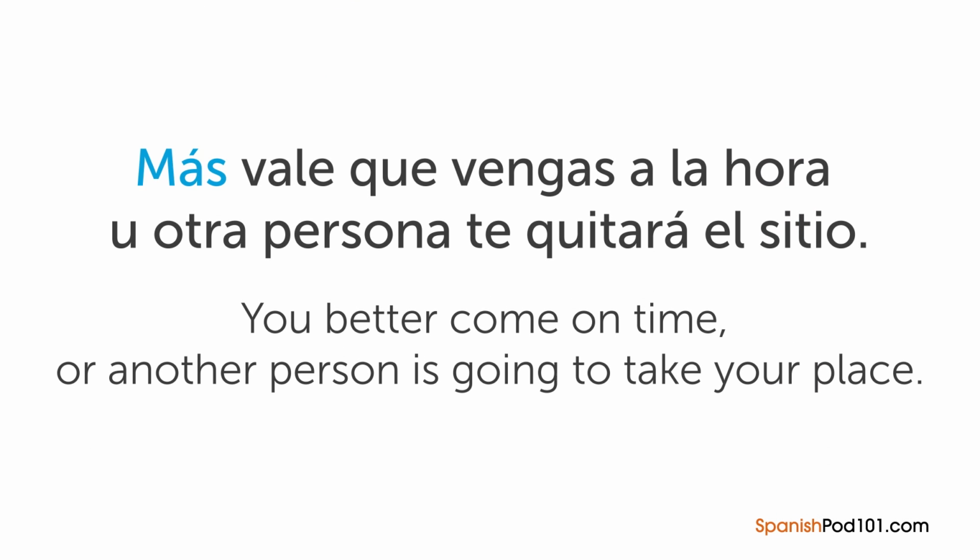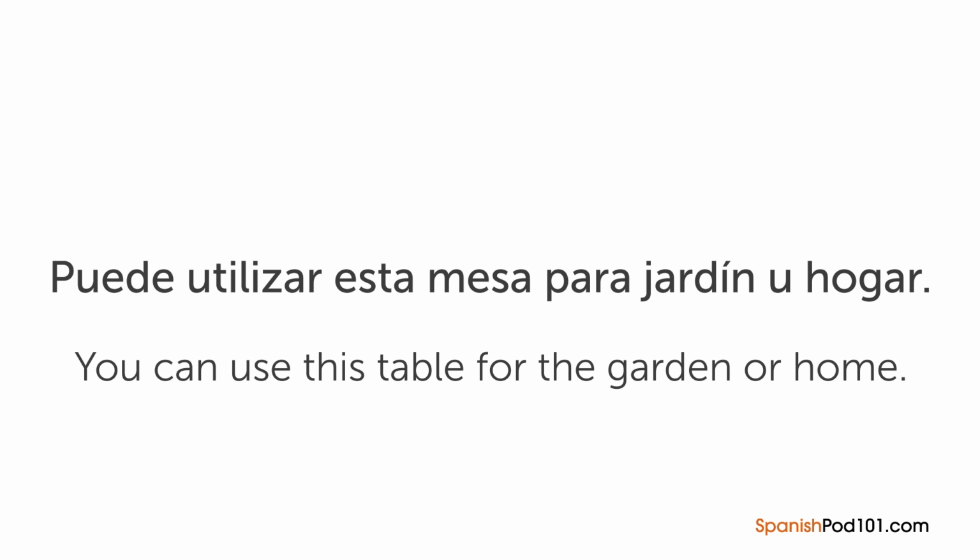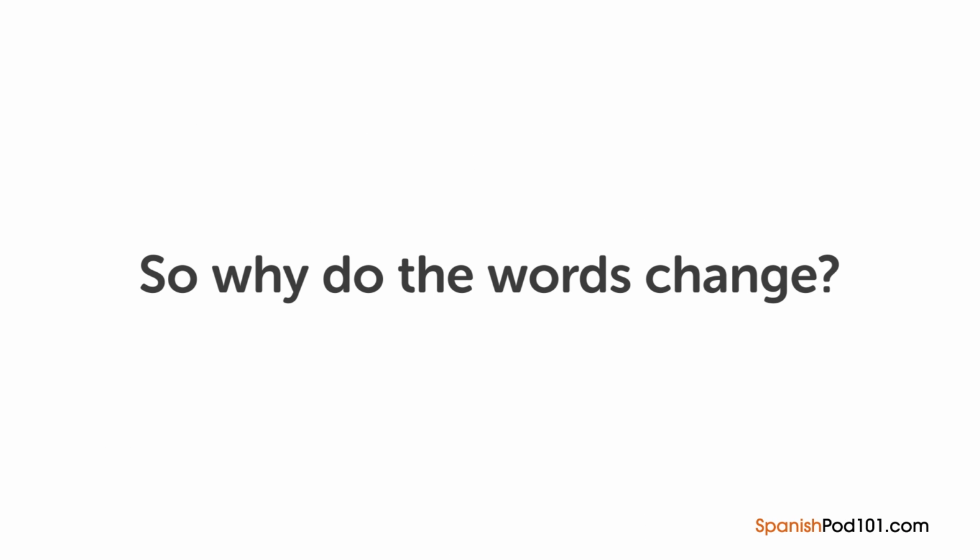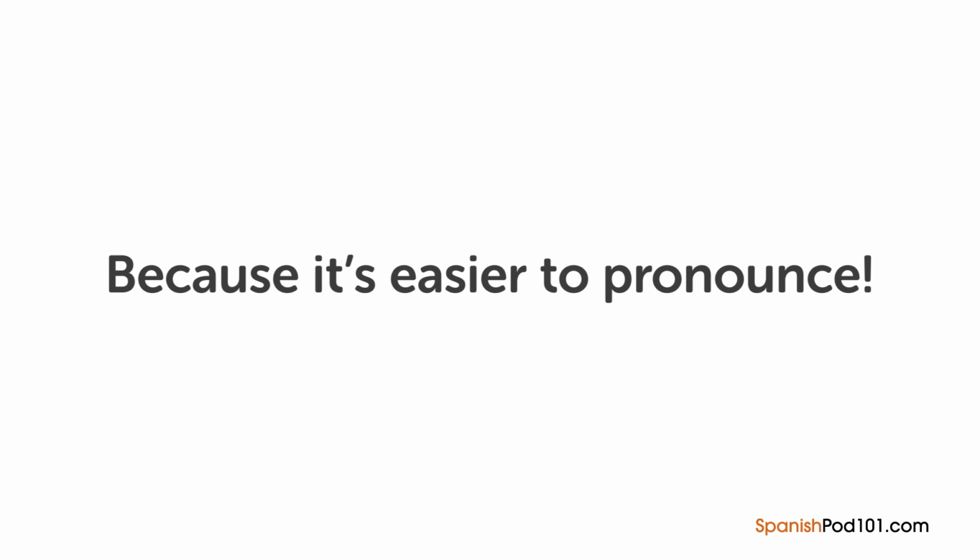First up, más vale que vengas a la hora u otra persona te quitará el sitio, meaning you better come on time or another person is going to take your place. Here, the word otra, another, begins with an O sound, therefore we change O to U. Another example would be: puede utilizar esta mesa para jardín u hogar, meaning you can use this table for the garden or home. So why do the words change? That's easy, because it's easier to pronounce.